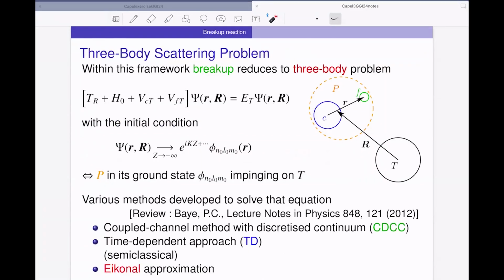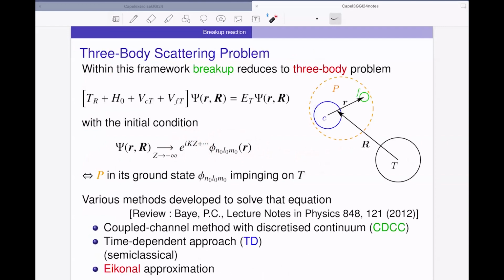So you have all the ingredients. Now the only thing that you need to do is to solve that problem with the initial condition that the projectile is in its ground state and it's impinging on the target. So it comes here with a plane wave, which is distorted, of course, because you have Coulomb at a large distance. So you need to take that into account.